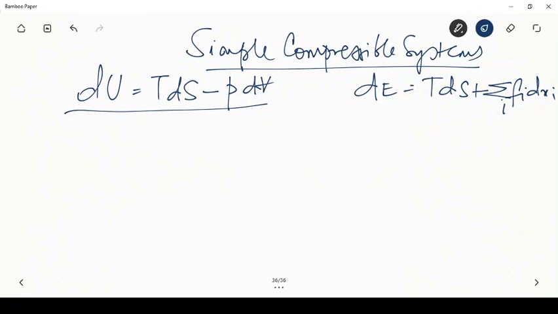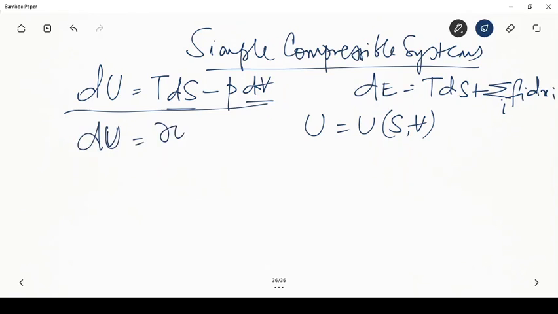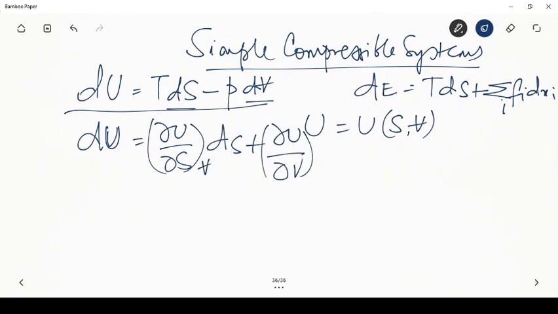Okay. So now if I look at this expression as U being a function of S and V as the independent variables, because you have the dS and dV here. So then if I write dU, that will be equal to del U by del S at constant V into dS plus del U by del V at constant S into dV. Okay.